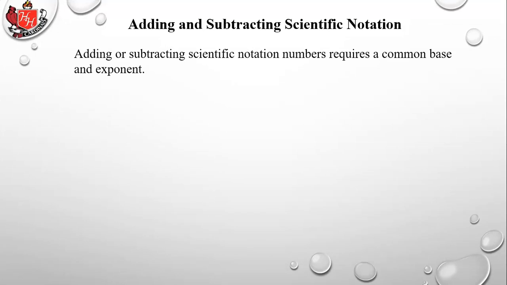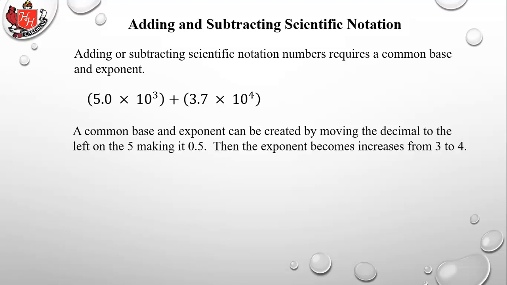Adding or subtracting scientific notation numbers requires a common base and exponent. So here we have 5.0 times 10 to the 3rd plus 3.7 times 10 to the 4th. You cannot add those numbers as you see them there, because you have a 10 to the 3rd and a 10 to the 4th. You have to have the same base, which is 10, and the same exponent. So we're going to show you how to do that. So a common base and exponent can be created by moving the decimal to the left of the 5, making it 0.5. Then the exponent increases from 3 to 4.